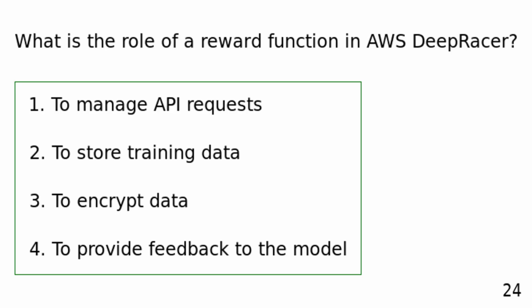What is the role of a reward function in AWS DeepRacer? To manage API requests. To store training data. To encrypt data. To provide feedback to the model.